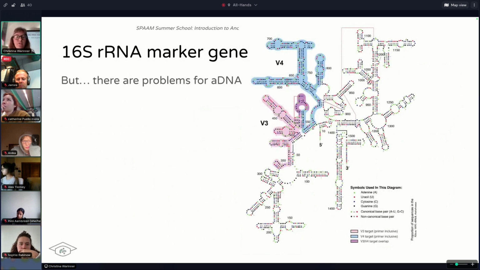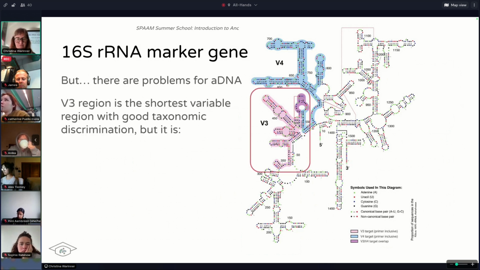But one of the problems for using the 16S rRNA marker gene approach for ancient DNA stems from the biology of the ribosome itself. Of the different variable regions that I mentioned, the V3 region is in many ways the most suitable for ancient DNA because it's the shortest variable region. Remember, ancient DNA is very short, so we can't amplify really long stretches of DNA. They simply aren't preserved. So we have to have a target that's short. And it has pretty good taxonomic discrimination.